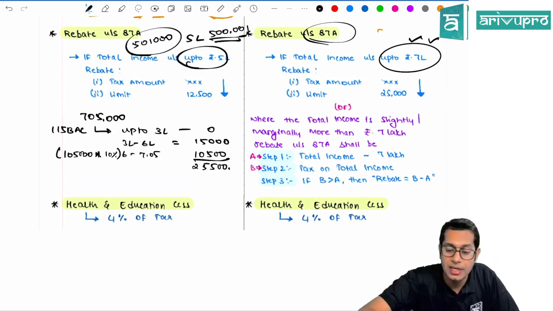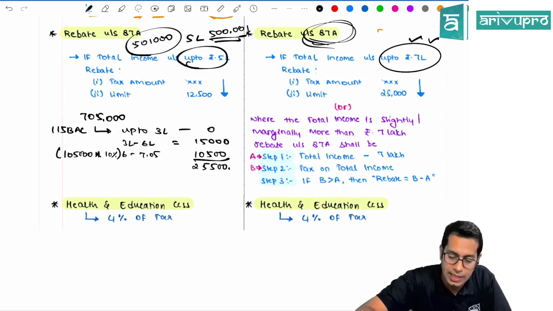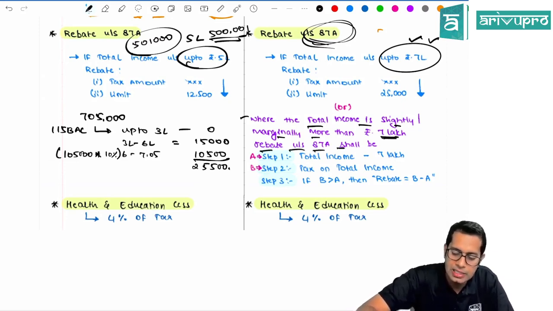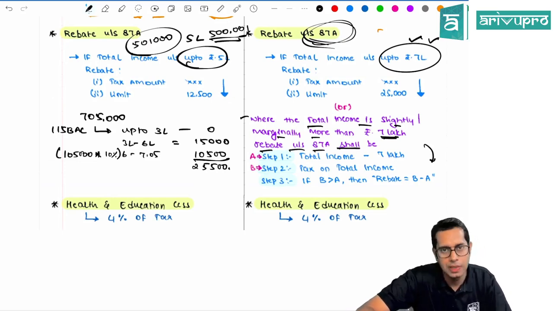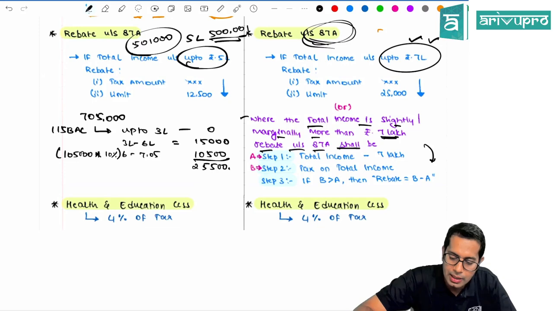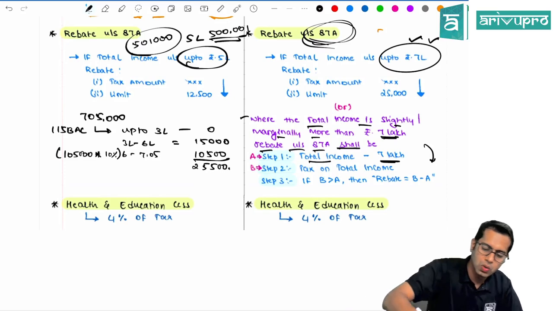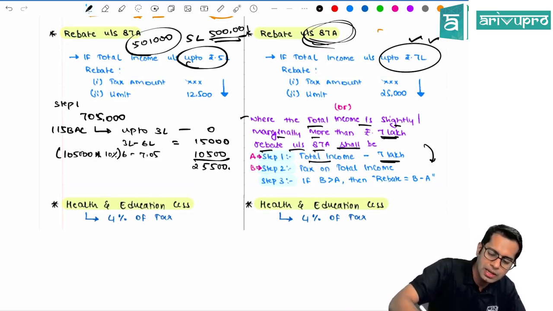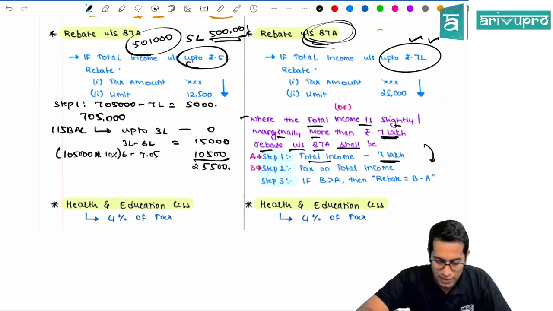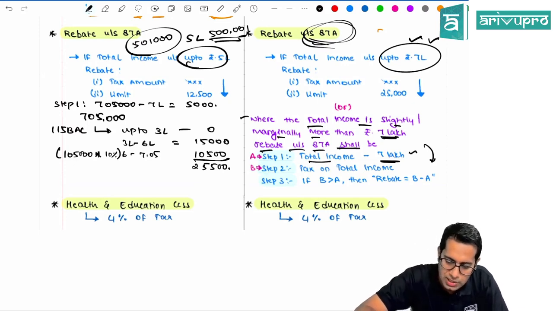I will give you a rebate under section 87A where the total income is slightly or marginally more than 7 lakh rupees. Then rebate under section 87A shall be calculated as below. Step number 1: check the difference between total income and 7 lakh. Total income, which is 7 lakh 5,000, minus 7 lakhs. The extra income which I have earned is 5,000 rupees. So step number 1 is done.